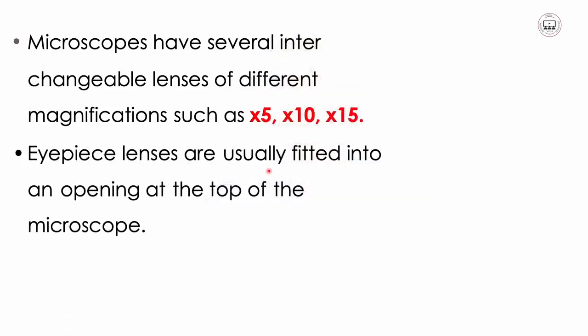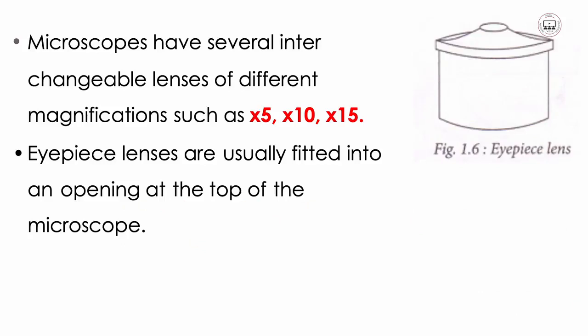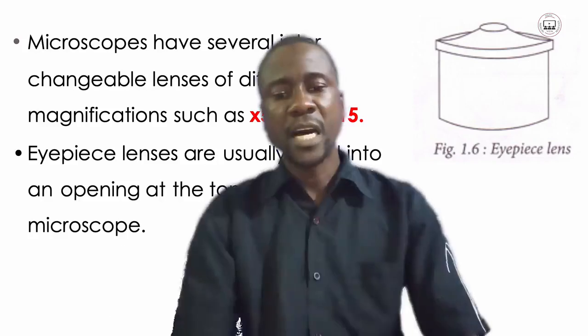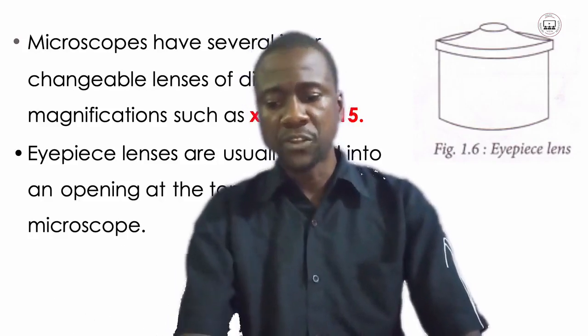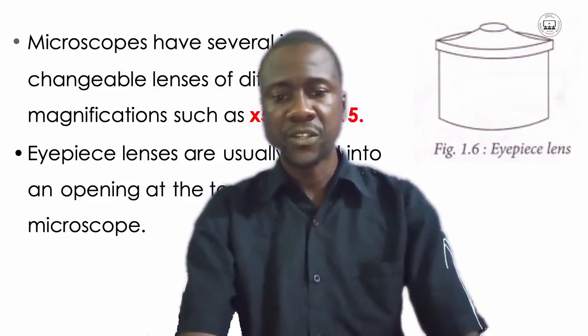The eyepiece lenses are usually fitted into an opening at the top of the microscope. So this is the demonstration of the eyepiece lens from the diagram or from the video. I think you may now connect with this piece as it is shown to you.